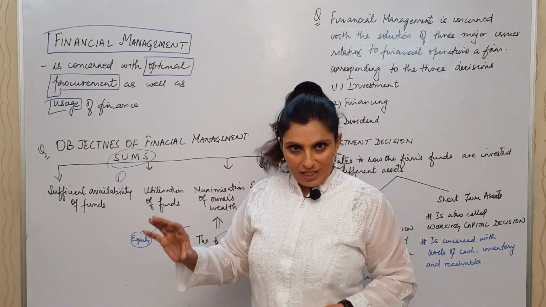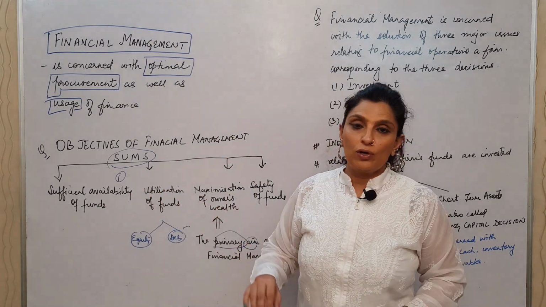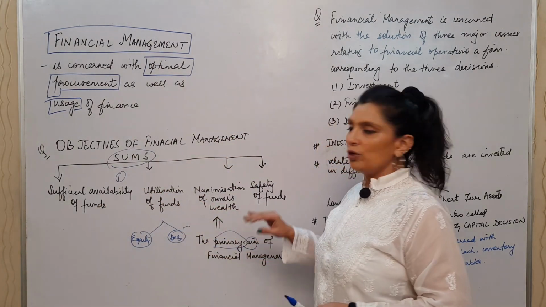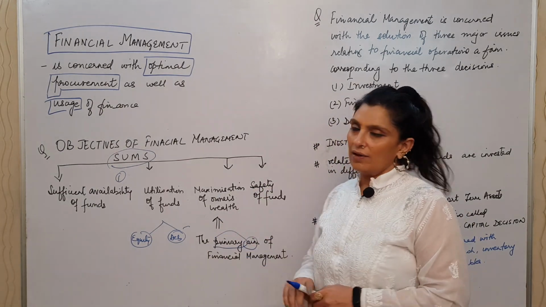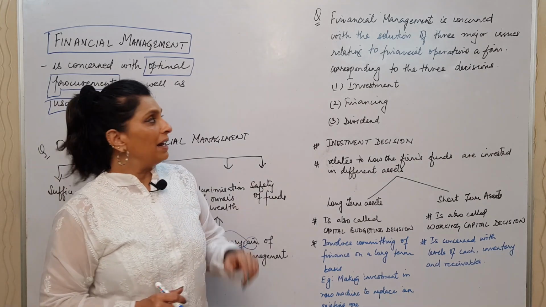So objectives of financial management: sufficient availability of funds, utilization of funds, maximization of owner's wealth. This is the primary aim. You can get it as an MCQ. And safety of funds. Four things we have to do when we talk about the objectives of financial management.